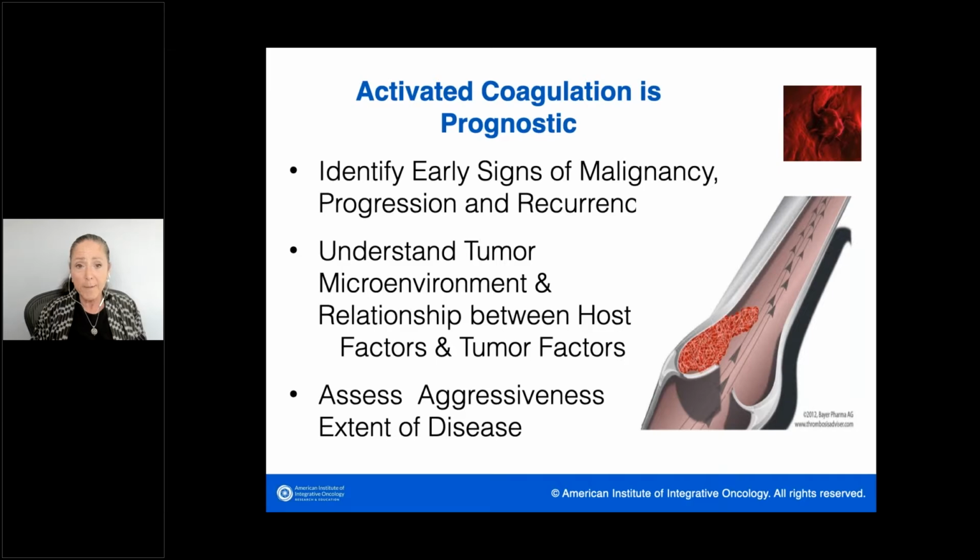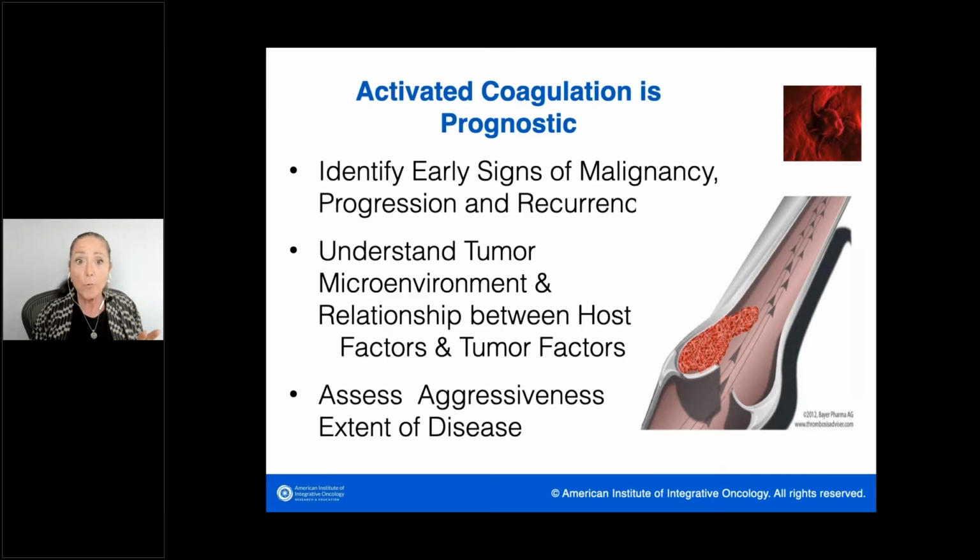So in the primary care setting, if you see early signs of coagulation, think that it's possible that it's not just a cardiovascular risk factor, but one of the earliest signs of cancer development is an elevation of clotting factors.